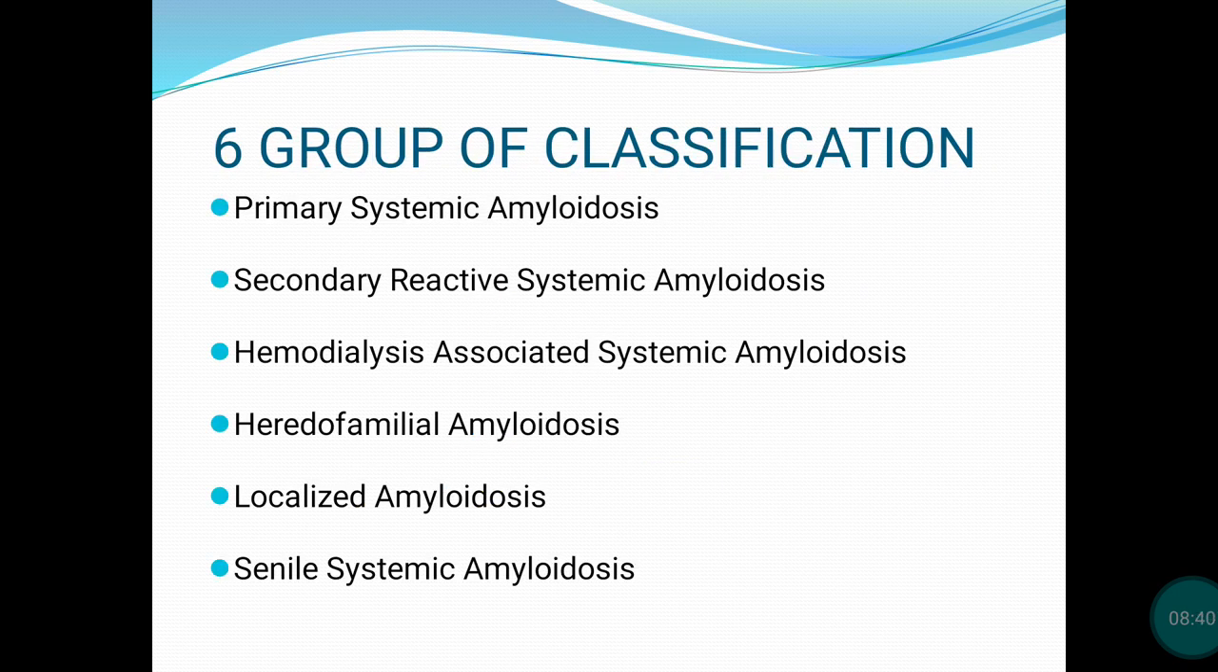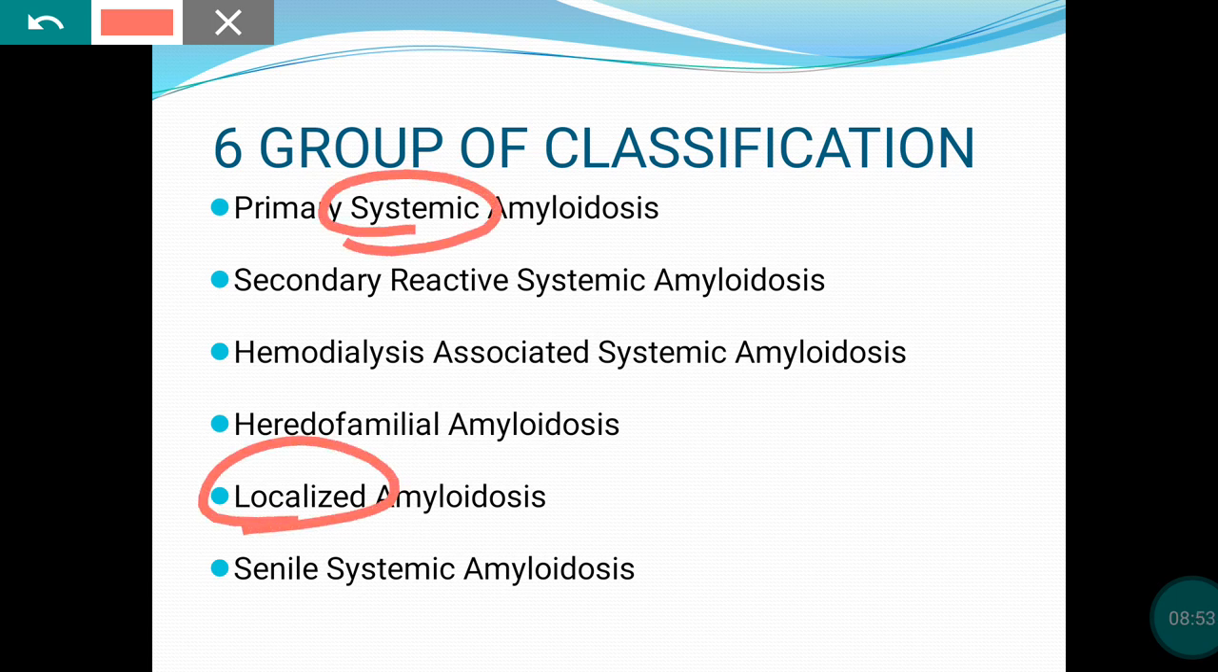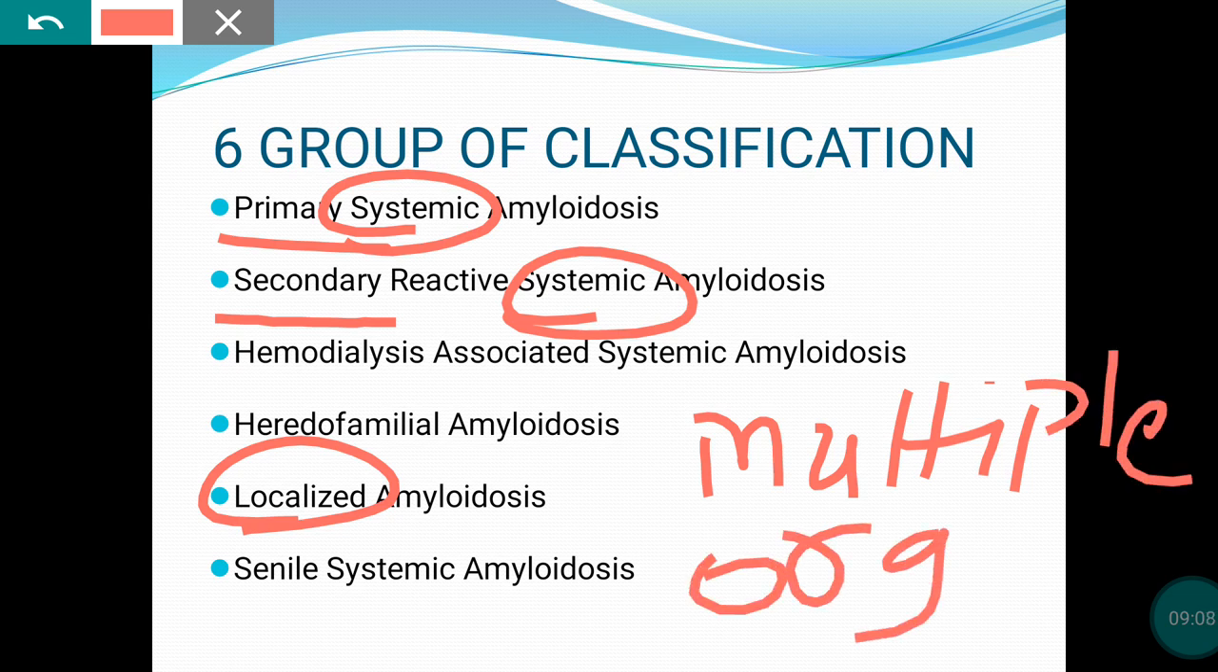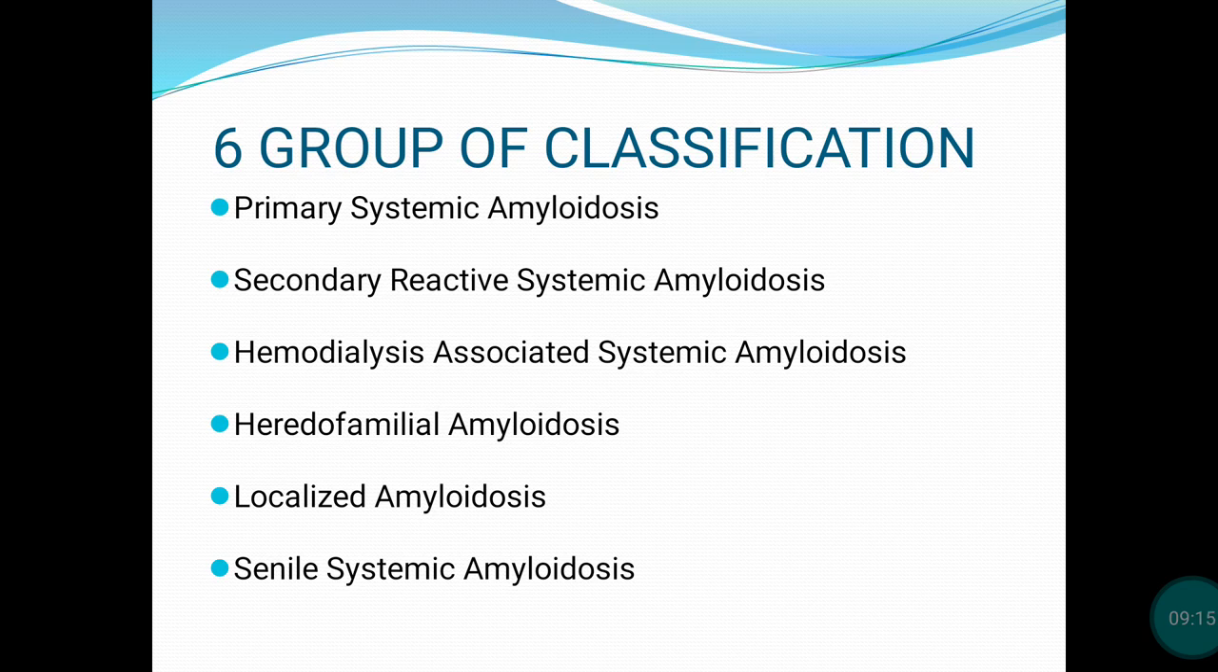Okay. Now the amyloidosis can be classified into the 6 group. I have made it simplified. It can be systemic or it can be localized. Now in the systemic, it can be primary or it can be secondary. Right? What do you mean by systemic? Systemic means multiple organs are involved. It will involve multiple organs. While localized means it involves only a single organ. So that is the basic classification.